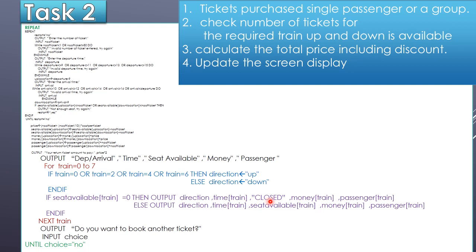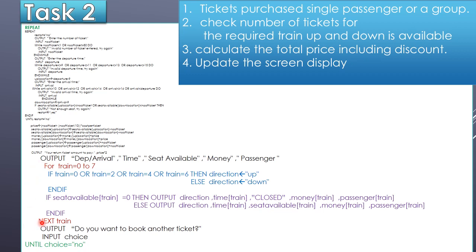Then how much money was taken by the train, as well as how many passengers traveled in it. So these details are going to be shown in this output. Else there is seat availability, so we will show which direction the train is traveling, as well as time, seat availability, money taken by the particular train, and passengers traveled in the particular train. So these will be updated 8 times. 0 to 7, so 8 values are going to be shown about each train. Full detail will be shown by this loop structure.